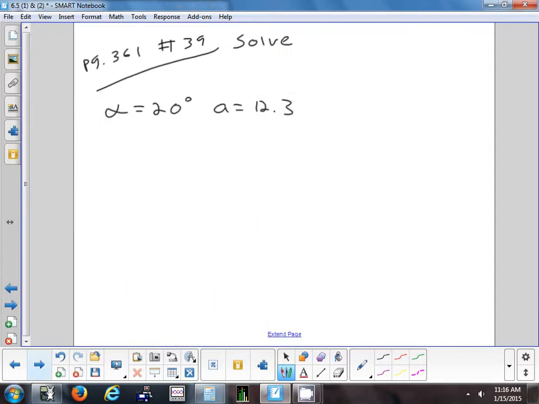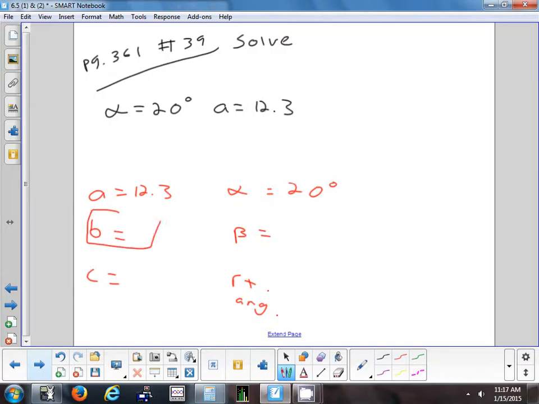All right, so page 361, number 39. Let's set this one up. Just because something here is going to happen a little bit different, not very different. So this time we know A is 12.3. And we don't have a choice what the acute angle is. They're telling me it's 20. So I want B, C, and beta.